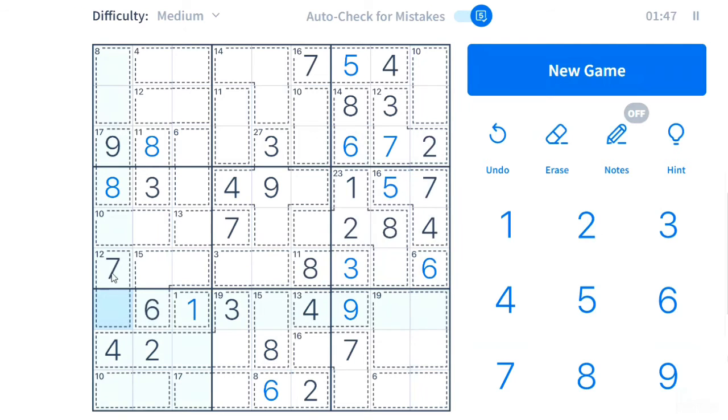Let's see, we can do this one. This is going to be a 5. 7. This is going to be a 6. Is there any other easy one? Nope, I think that are all the easy ones. Oh no, we can do this one.